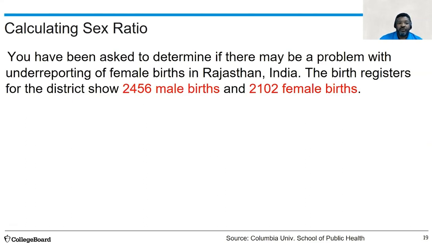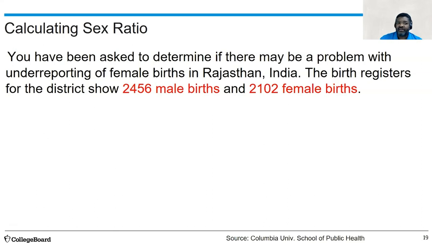Let's look at a real world example. You've been asked to determine if there may be a problem with underreporting of female births in Rajasthan, India. The birth registers for the district showed 2,456 male births and 2,102 female births.